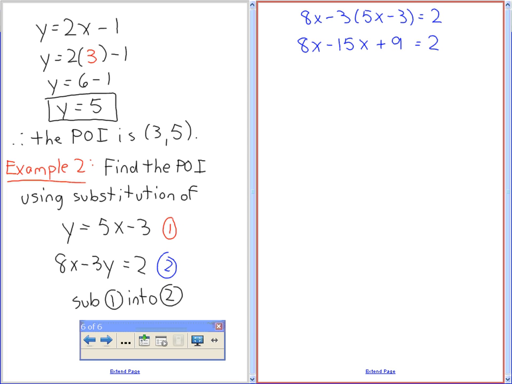Leanna, can you please tell me what to do next? Okay, good. So what she told me to do there was to change 8x minus 15x into negative 7x and turn this into 2 minus 9 across the equal sign, which should turn into negative 7x equals negative 7. All right, Shay, the last step is what? Very good. Divide by negative 7. And you should get x equals 1.